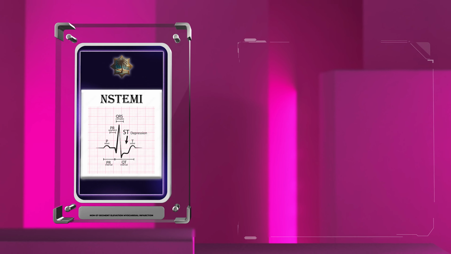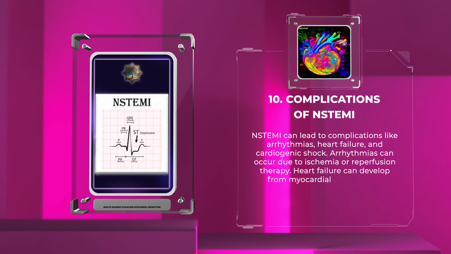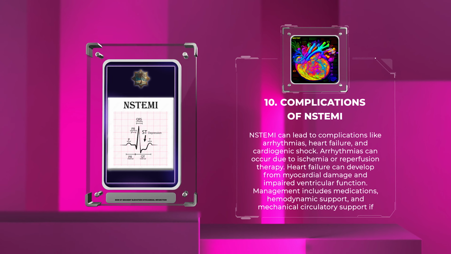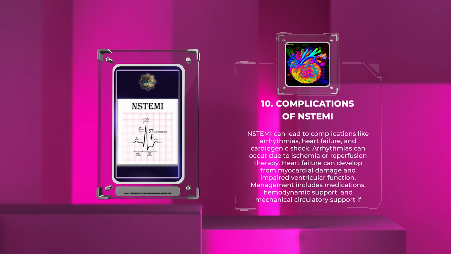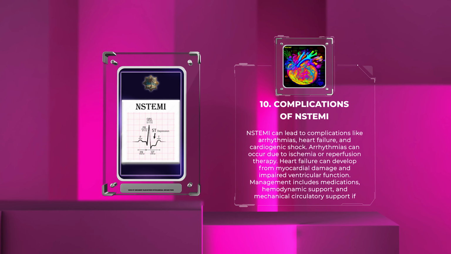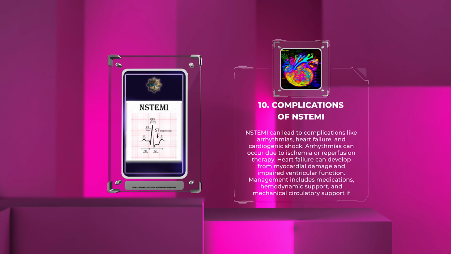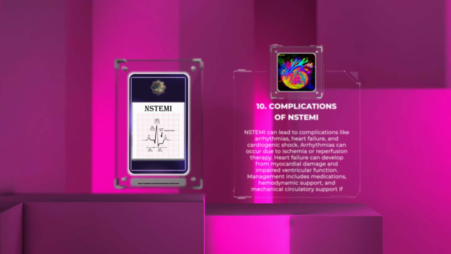NSTEMI can lead to complications like arrhythmias, heart failure, and cardiogenic shock. Arrhythmias can occur due to ischemia or reperfusion therapy. Heart failure can develop from myocardial damage and impaired ventricular function. Management includes medications, hemodynamic support, and mechanical circulatory support if needed.